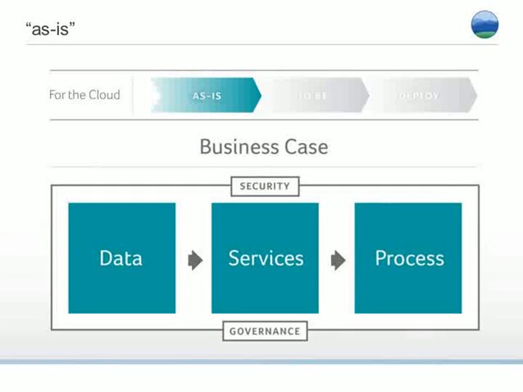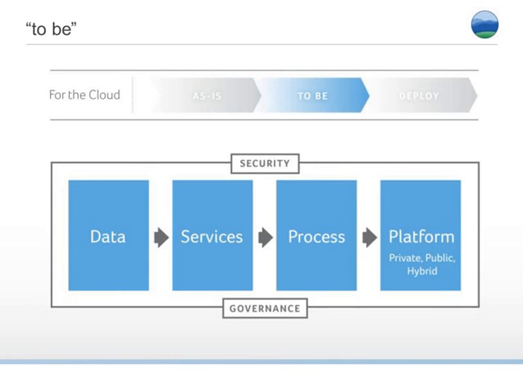So it's fairly simple. You take the as-is state, we do the business case, we do data services and process inventory. We understand, we do security planning and governance planning. Then moving to the 2B, we do data services and process, and we also understand the target platforms where we're heading, private, public, or hybrid. Consider security, consider governance and how that surrounds the process. So again, security and governance is systemic to all of this.